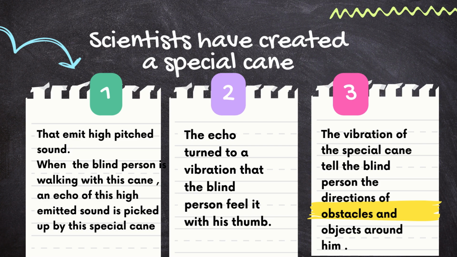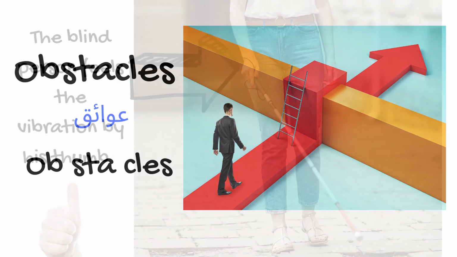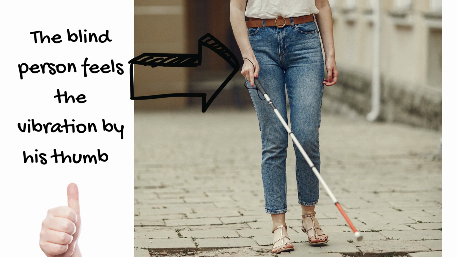So the echo is turned into vibration that the blind person feels in his hand, in his thumb finger. And this vibration is like zzz, okay? So this vibration will tell the blind person that there is an obstacle or objects around him. What is the meaning of obstacles? As you see here, something that blocks his way, okay?